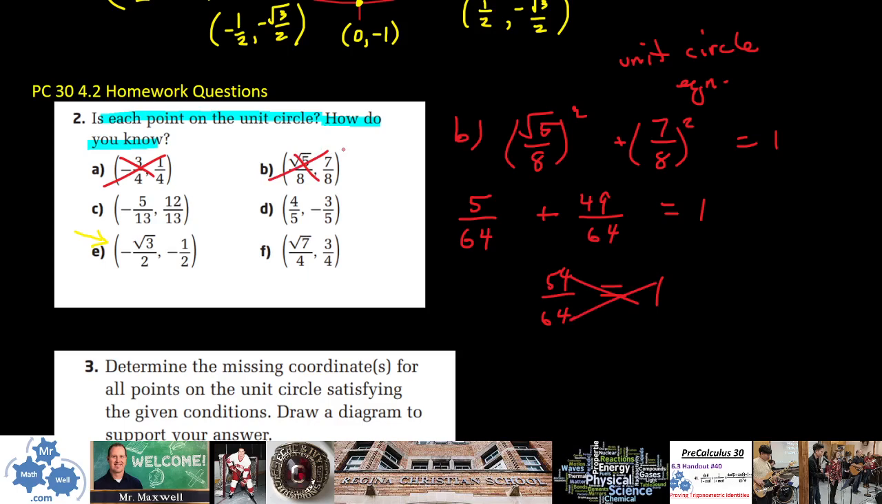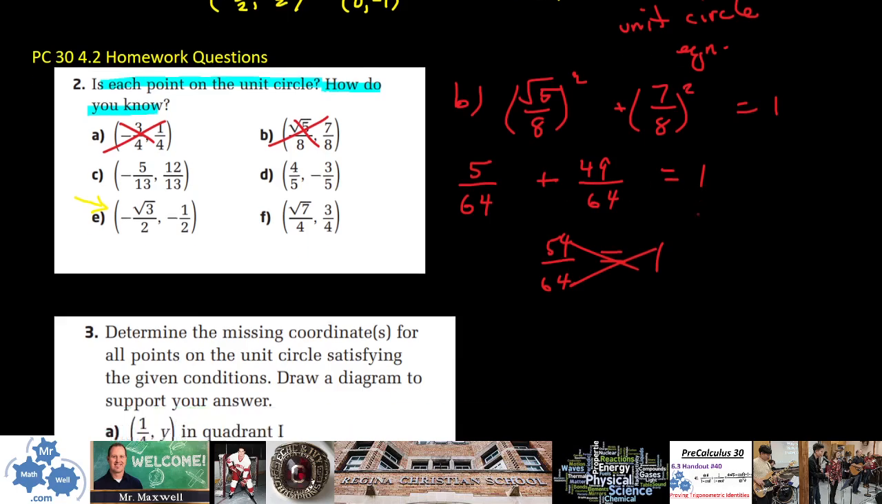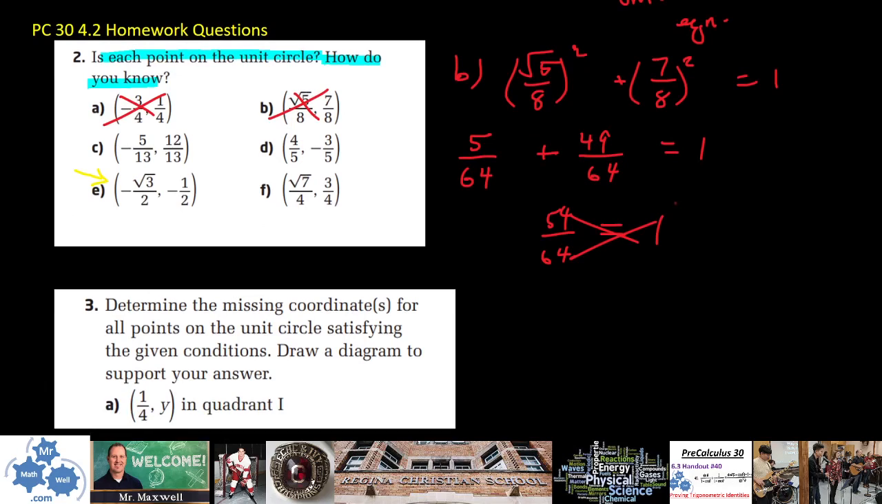All right? So you would do this to each question number 2. And again, it won't take too long, but you want to see if you have 1 on the left side as well as the right side. So that's number 2. Any questions about number 2?